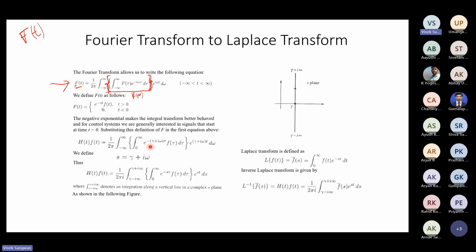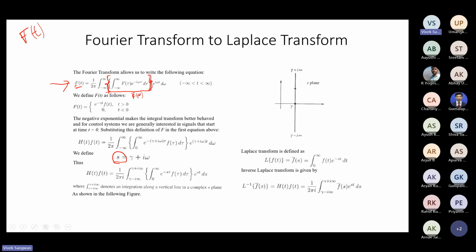So there also we combine that gamma t with that omega t that was already there, or gamma tau with omega tau. So you get e raised to the power minus (gamma plus i omega) tau, and e raised to the power (gamma plus i omega) t here. And then we say that this gamma plus i omega, this we are going to call S.